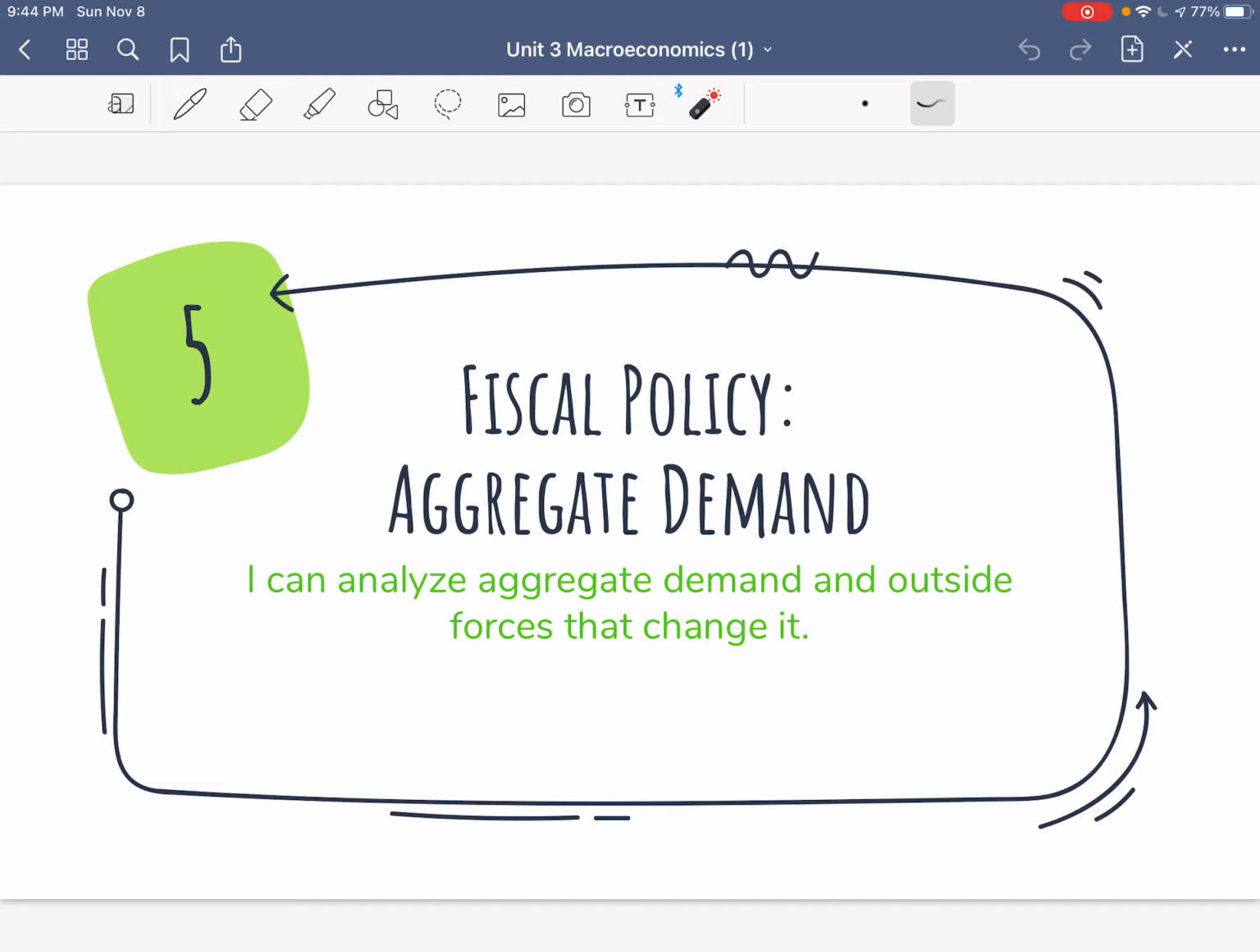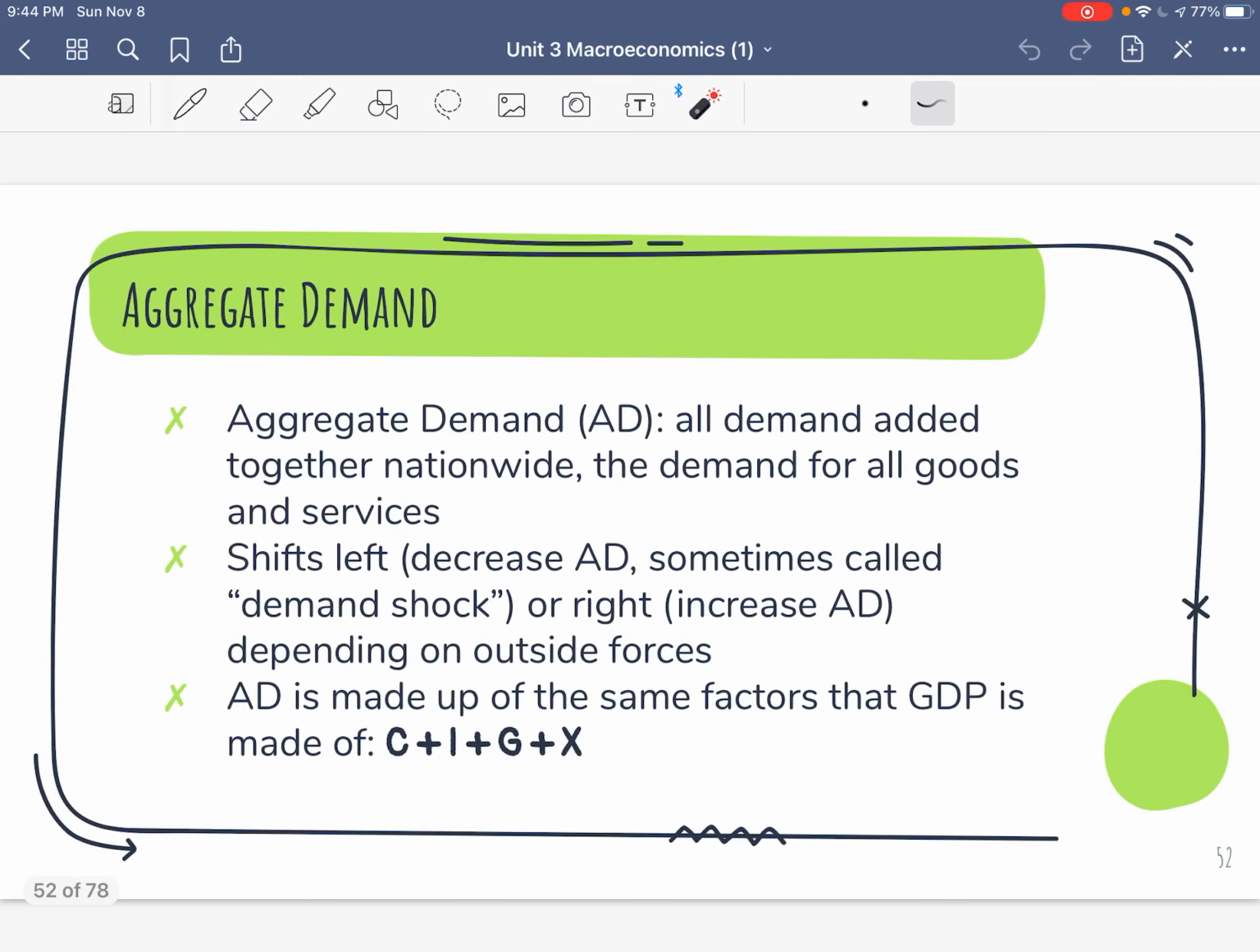We're looking at macroeconomics. And just like regular microeconomic demand, outside forces will change the curve. It'll shift it left or right, okay? So aggregate demand, we're going to abbreviate it with AD, is all of the demand added together nationwide. So the demand for all goods and all services. We're not looking at individual markets. We're not looking at individual goods. We're looking at absolutely everything.